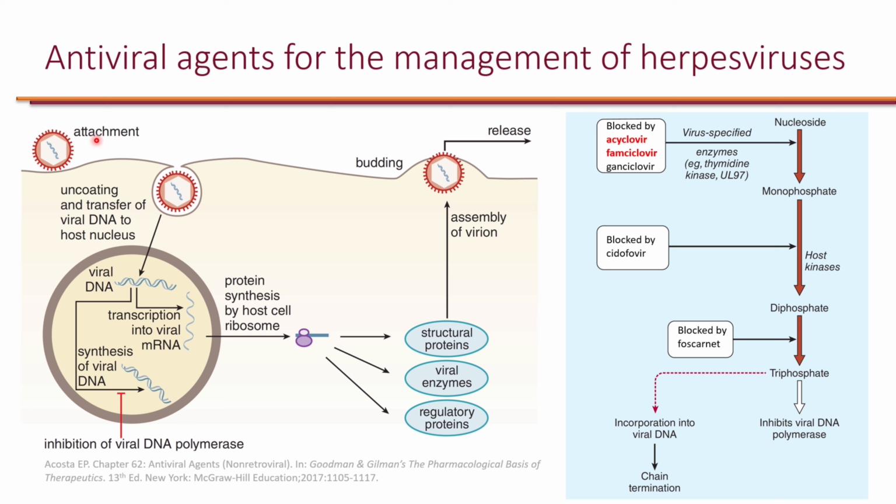And just to show you the life cycle of herpes viruses, these are DNA viruses. Once they attach to the target epithelial cell, they go inside, and because they're DNA viruses, they need to go inside the nucleus in order to replicate. They will replicate inside the nucleus, then come outside, make their other protein products, assemble into a virion, and then release and infect the next cell.